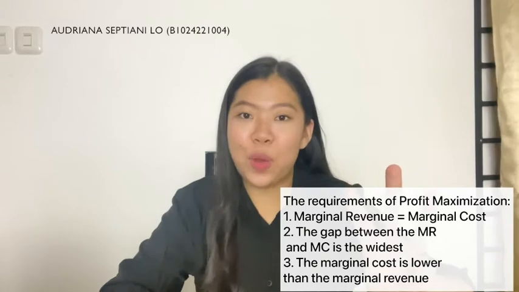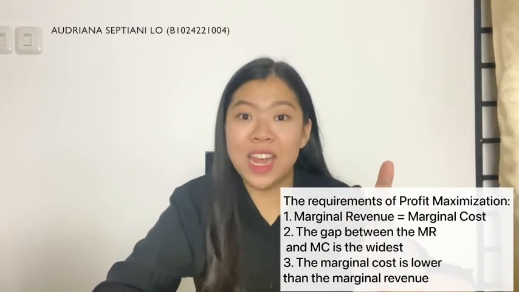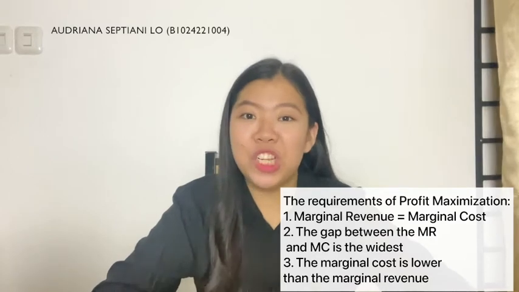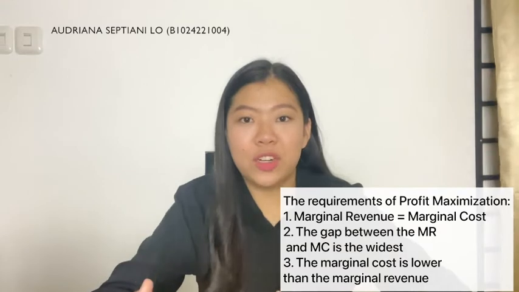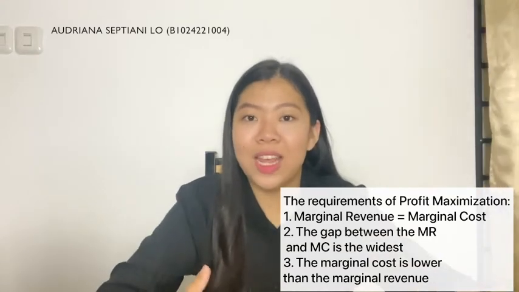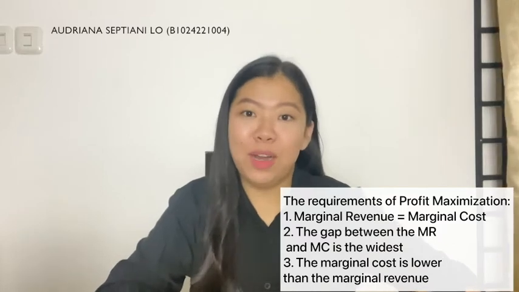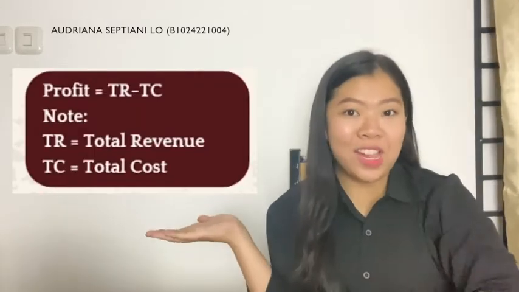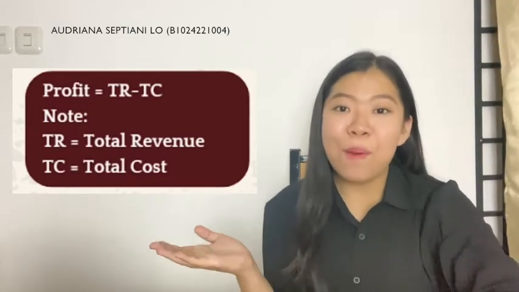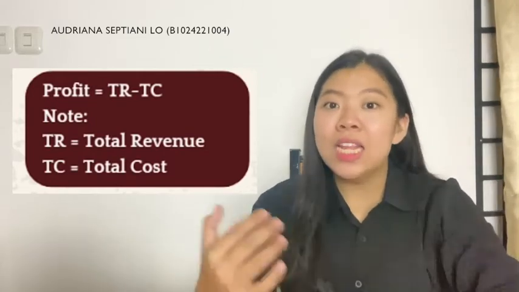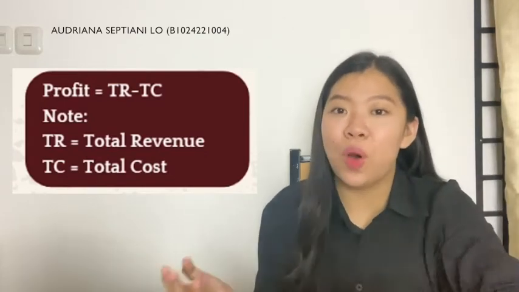There are three requirements of profit maximization. First, marginal revenue equal to marginal cost. Second, the gap between the marginal revenue and the marginal cost is the widest. Third, marginal cost lower than marginal revenue. The formula is profit equal to TR minus TC. TR is total revenue and TC is total cost.